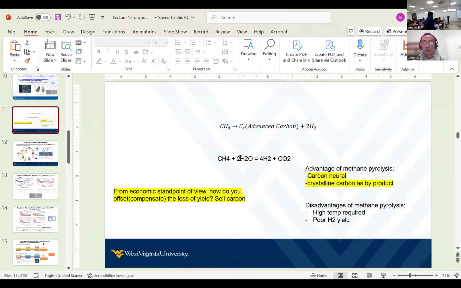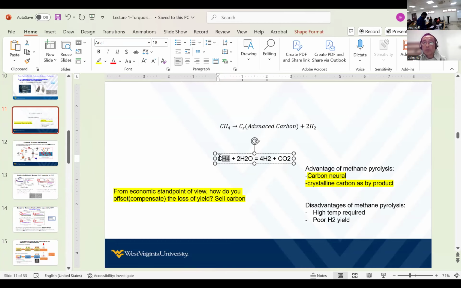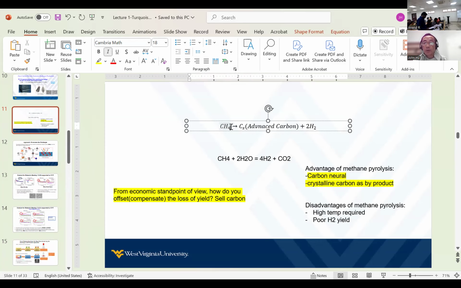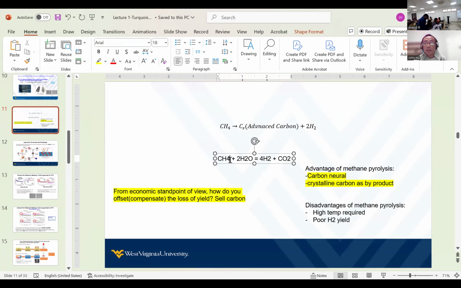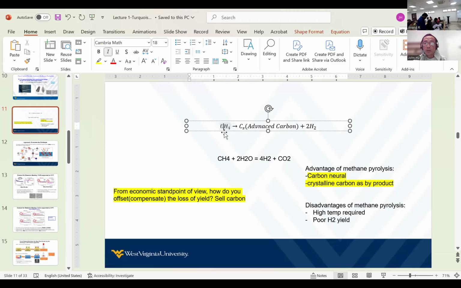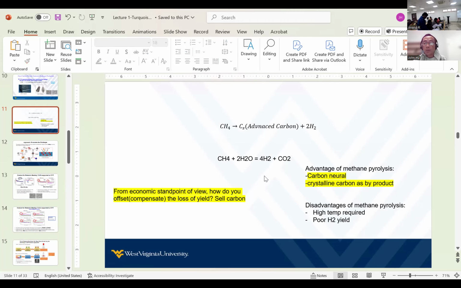There's no cost on the water. Water is free. The cost is the methane. Methane, you pay the price. So basically, economically, how much is the price you pay for the feedstock? Equal, all right? One more. And how much product do you get?